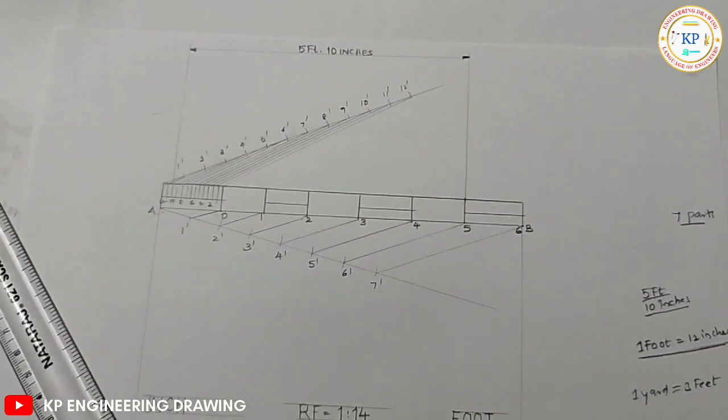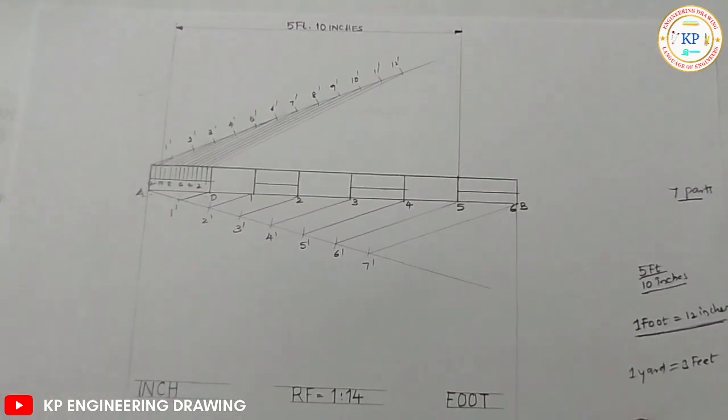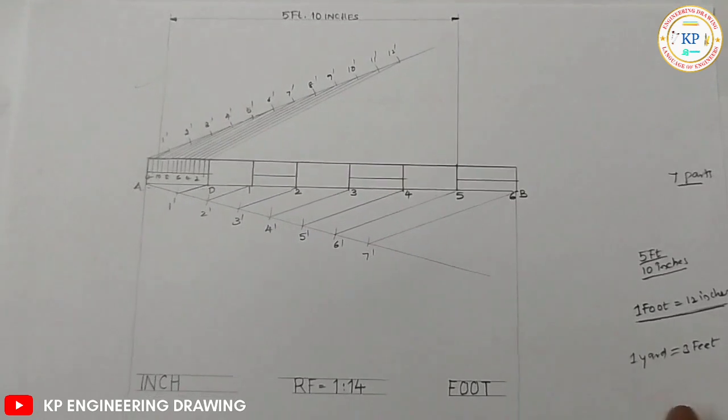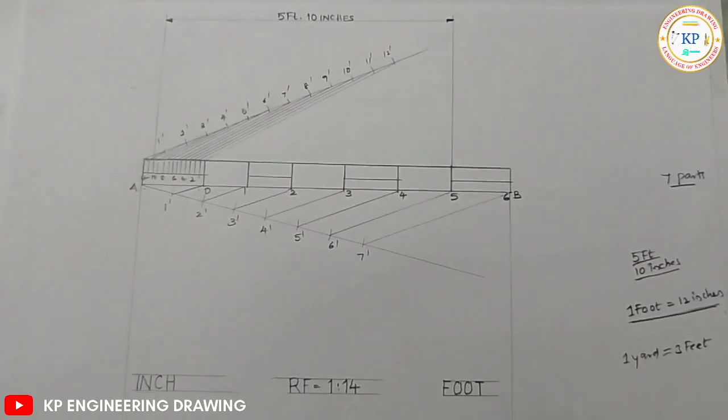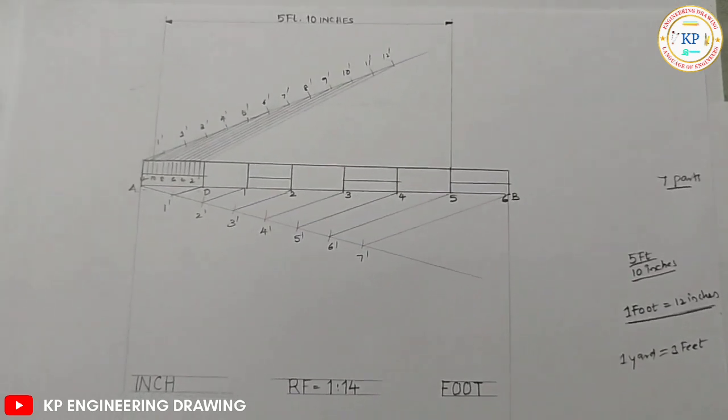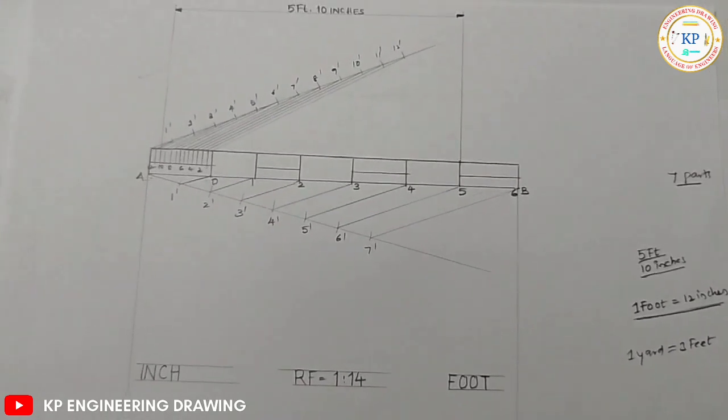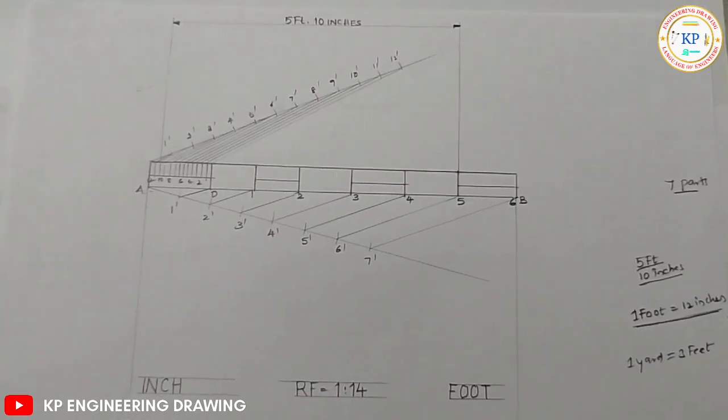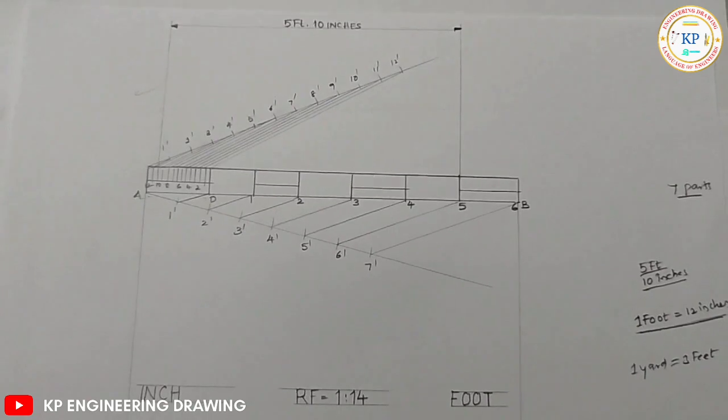So this is nothing but the British system of linear measurement. These are the conversions, right? In the next class we will see one more problem, that is the yards and feet problem. Okay, so we conclude our class.